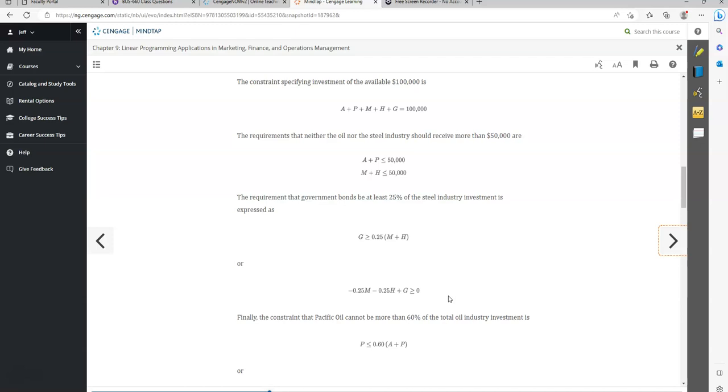I think if you go back to the company that made the wine cooler, I explained, there's a couple of constraints in that problem very similar to this, where I show you the math here and explain the algebra.